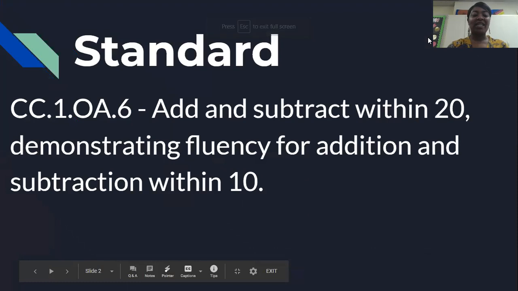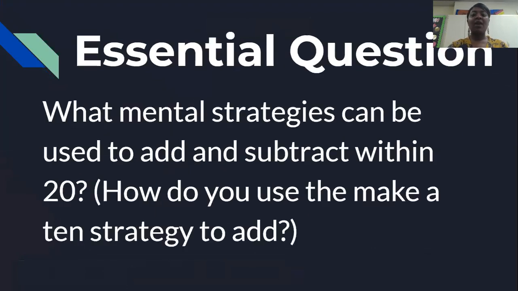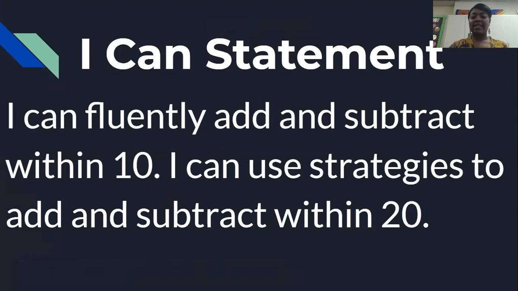All right, our standard is 1086, add and subtract within 20, demonstrating fluency for addition and subtraction within 10. Our essential question is, what mental strategies can be used to add and subtract within 20? How do you use the make a 10 strategy to add? Our I can statement is, I can fluently add and subtract within 10. I can use strategies to add and subtract within 20.